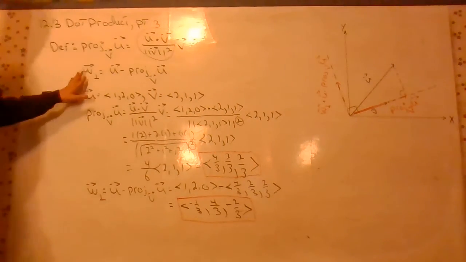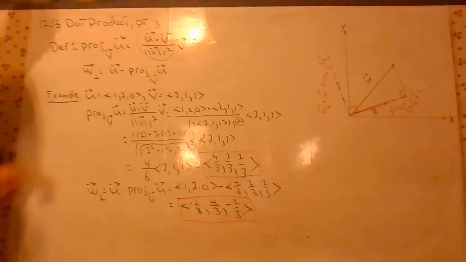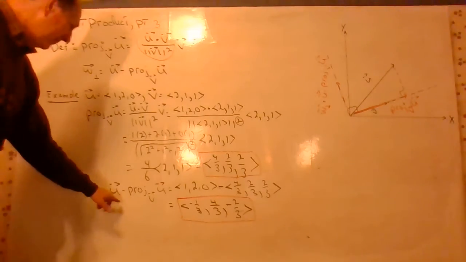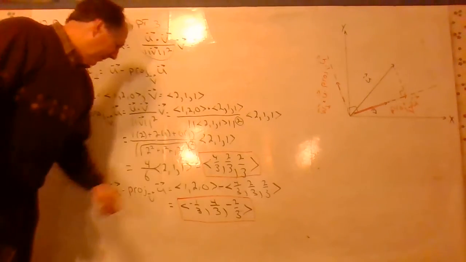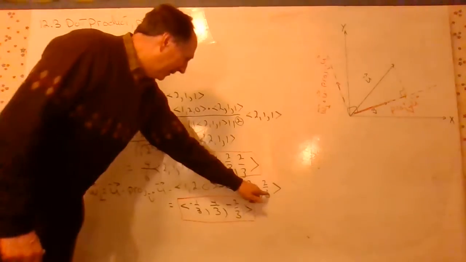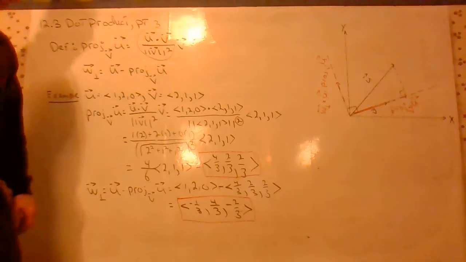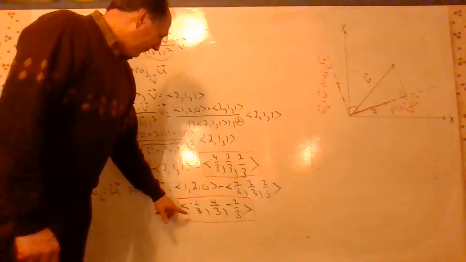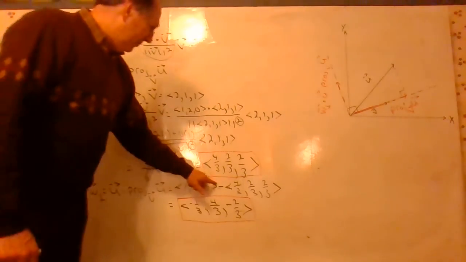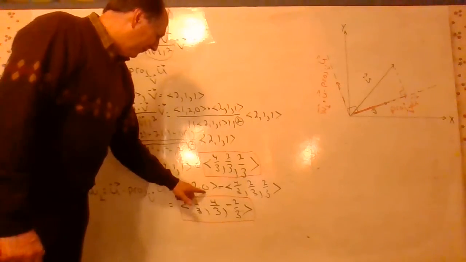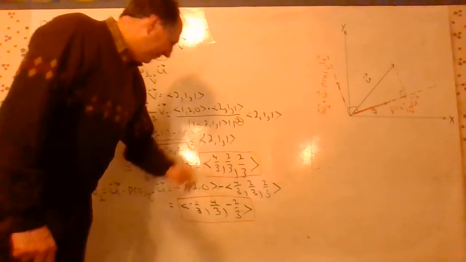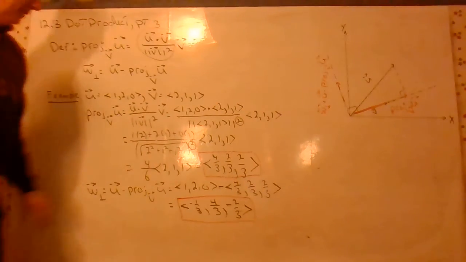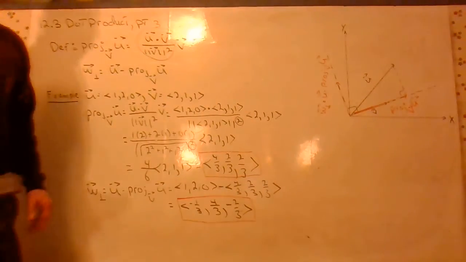Now, w perpendicular is just a simple vector subtraction. Again, write the formula. U is equal to 1, 2, 0. Projection is what we got for an answer. And subtract. 1 minus 4/3 is negative 1/3. 2 minus 2/3 is 4/3. 0 minus 2/3 is negative 2/3. So I box that in. There's our two answers. Now let's check.